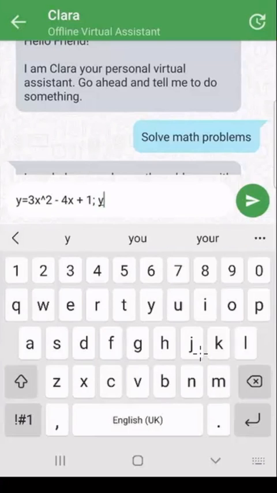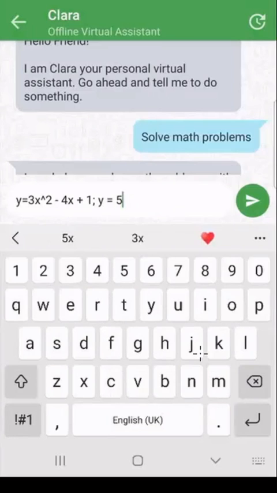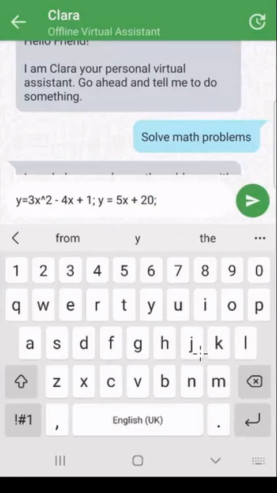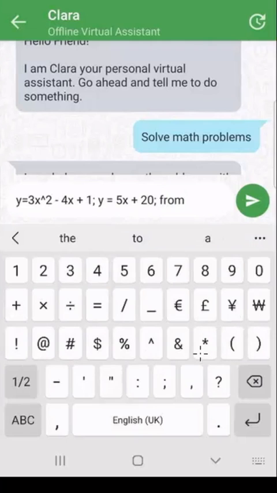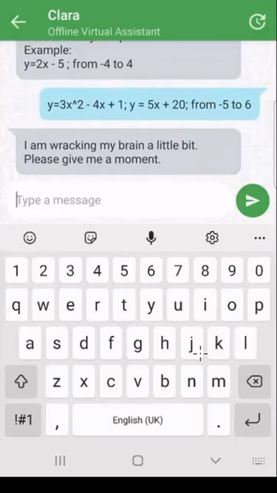By typing a colon, you are saying you are done with that equation. Then you type the second equation, just type it exactly like the way you typed the other one. So y equals, this time around, 5x plus 20, right? Then you are done by using a semicolon. Then the next thing I want to do is to specify the range of x. Just say from minus 5 to plus 6. And that's all. Then you click on the send icon.